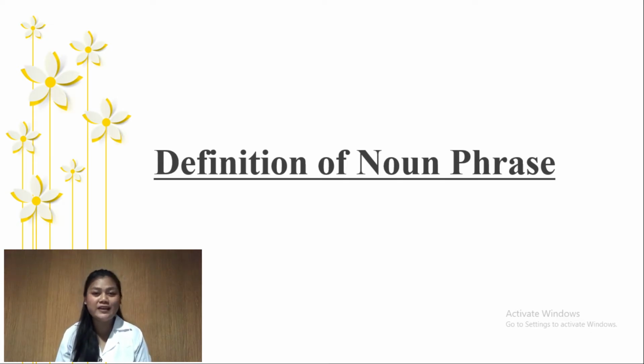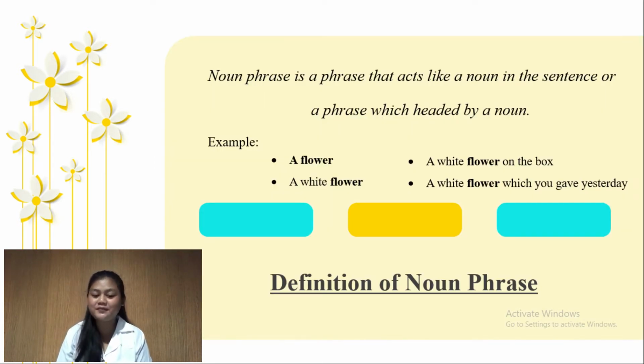Okay, let's begin with the definition of noun phrase. A noun phrase is a phrase that acts like a noun in the sentence, or a phrase which is headed by a noun. For example, you can see in this slide: this is a flower, a white flower on the box, a white flower which you gave yesterday.